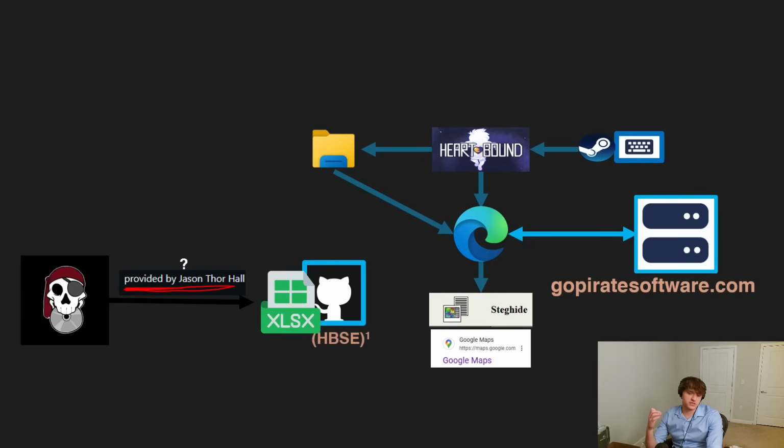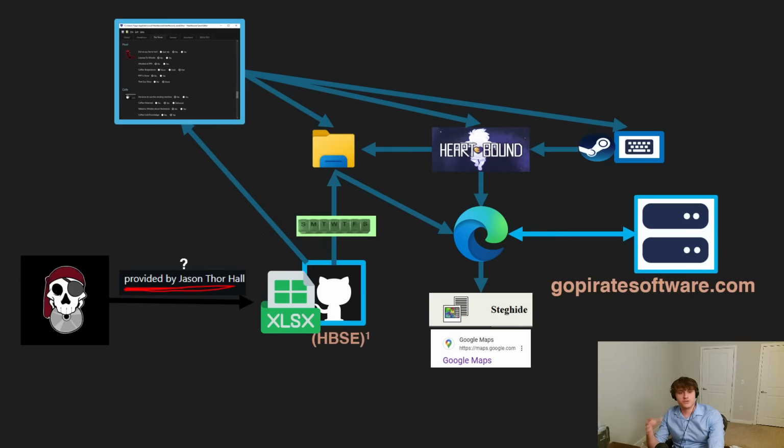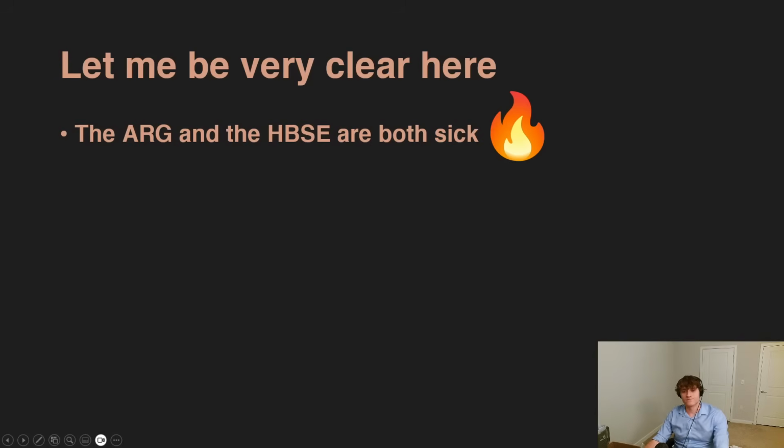Well, once the Excel sheet is converted to TSV, they sanitize the TSV with Python, and then they feed that to a C program that converts it into an integer array, which is the format that the game's file structure expects. And then on top of that, the HBSE has a GUI that the end user can use to facilitate all these interactions. So with that in mind, let me be very clear.